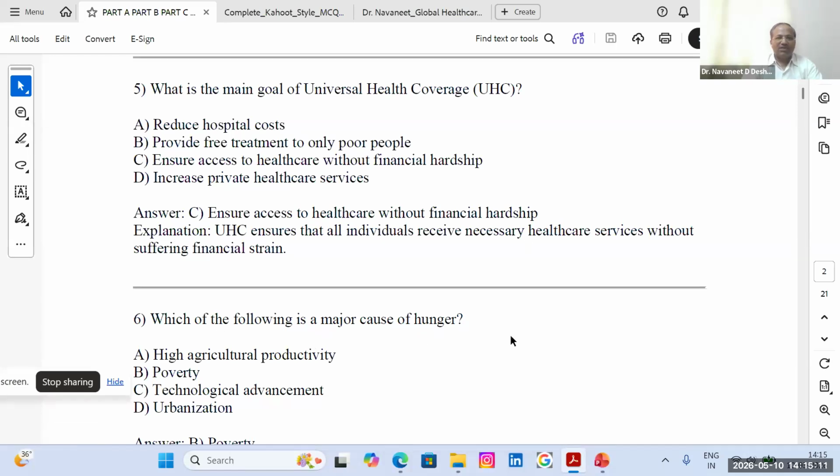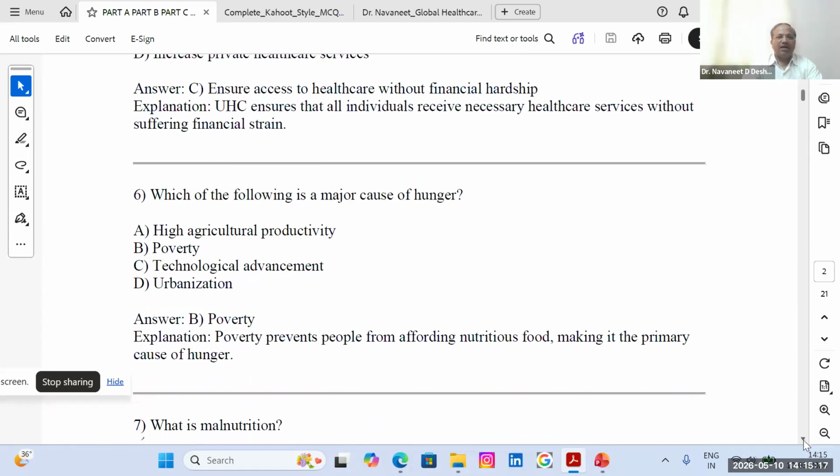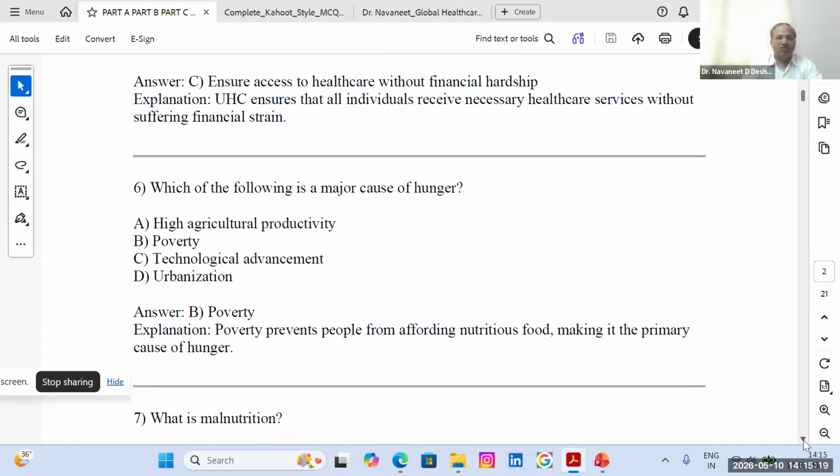Next, which of the following is a major cause of hunger? A, high agricultural productivity. B, poverty. C, technological advancement. D, urbanization. The major cause of hunger is poverty. Poverty prevents people from affording nutritious food, making it the primary cause of hunger.